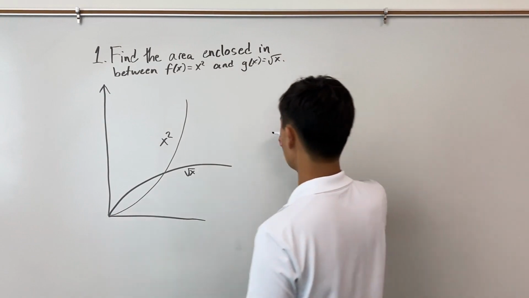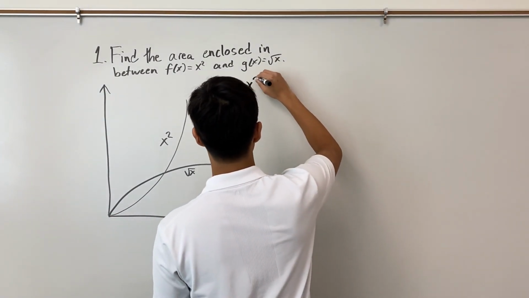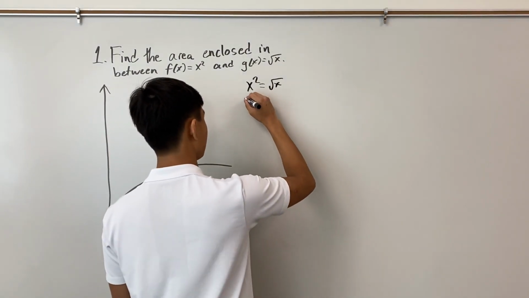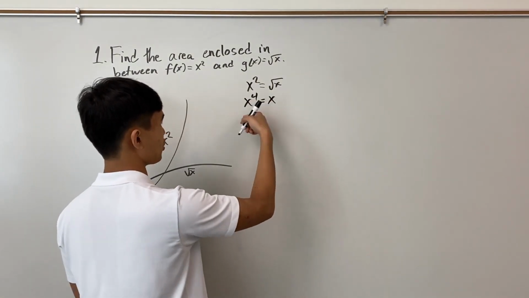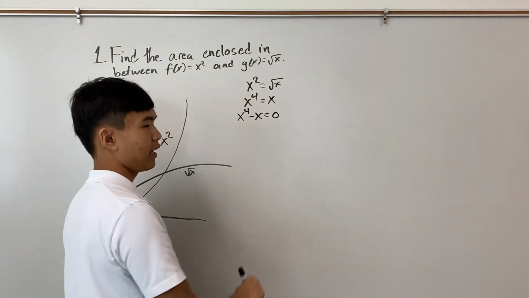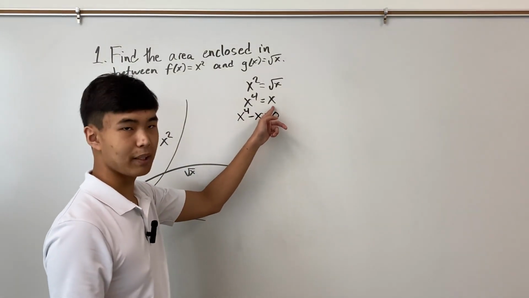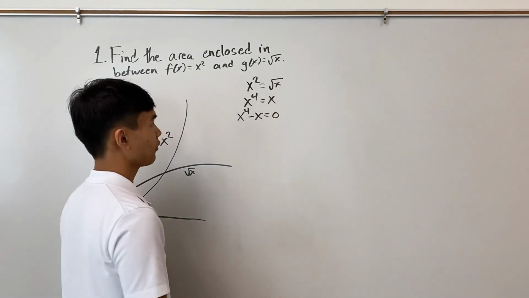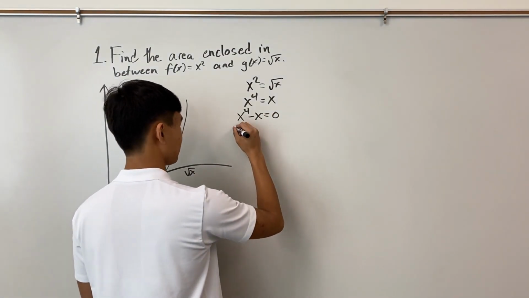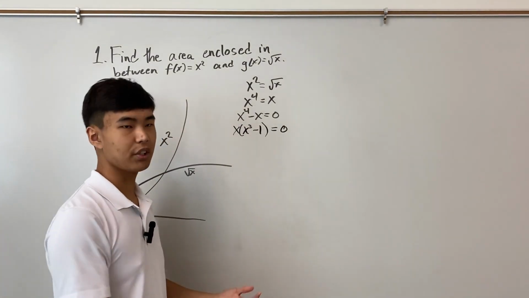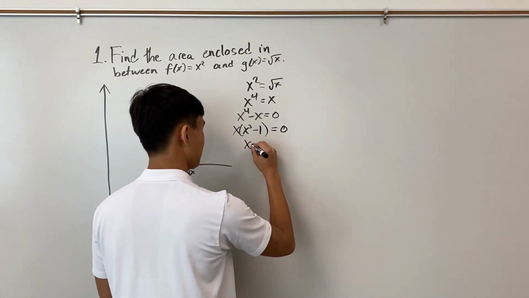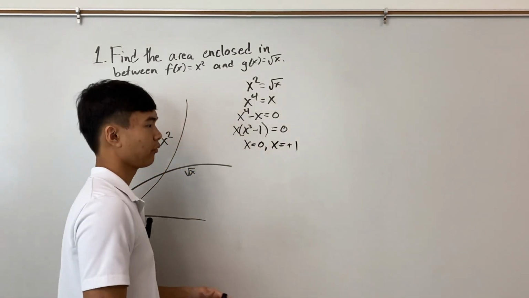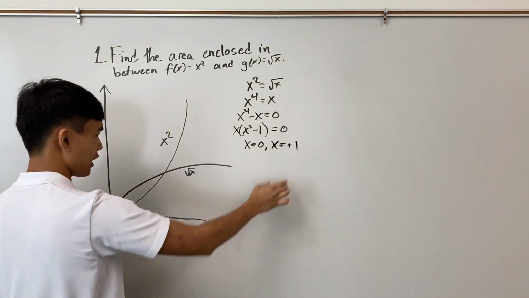So what we do is we simply set them equal and solve. I'm going to square both sides. Then I'm going to subtract x like this. And you don't want to divide by x to get x cubed equals 1, because then you miss out on a solution. From here, I'm going to factor out an x, like so. And from here, you can easily see x equals 0 and x equals plus 1. So now we found our intersection points.